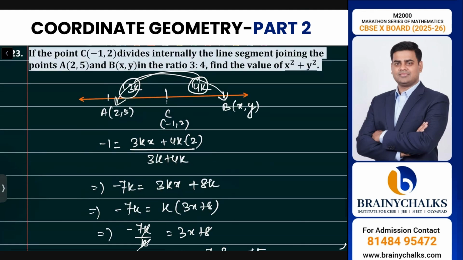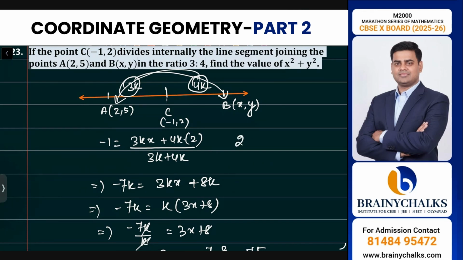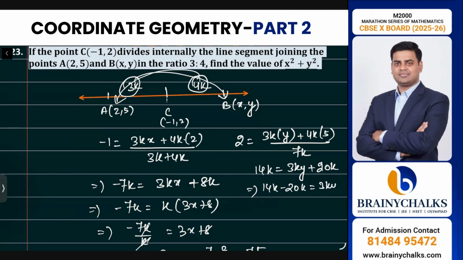And y. Similarly, I can write 2 is equal to 3k into y plus 4k into 5 by m plus n, that is 3k plus 4k, 7k. Cross multiply: 14k is equal to 3ky plus 20k. 14k minus 20k equal to 3ky, minus 6k equal to 3ky. So y equal to minus 6k by 3, that is minus 2k. Shall I write?